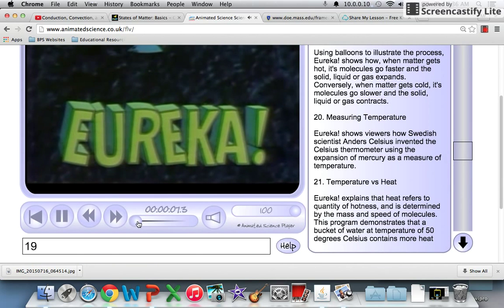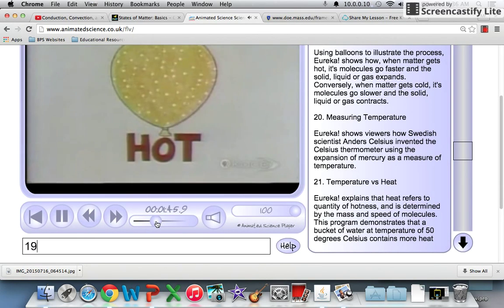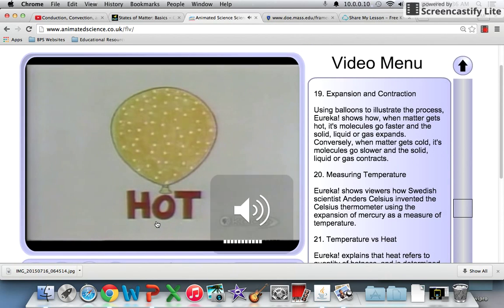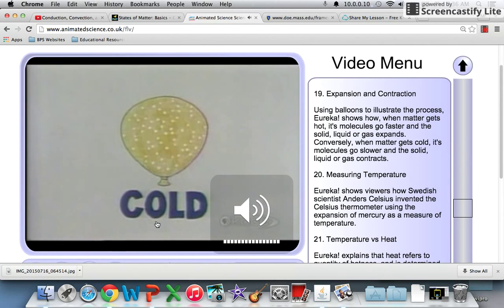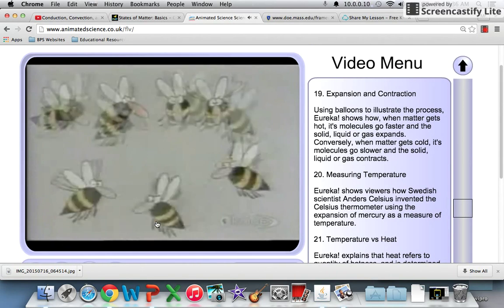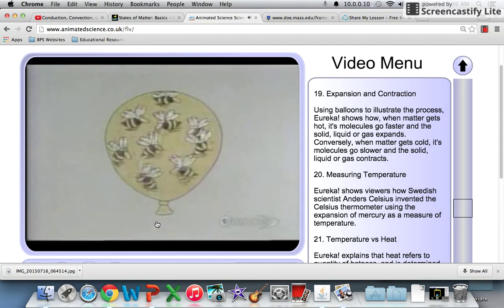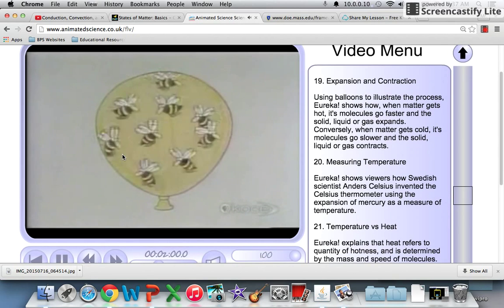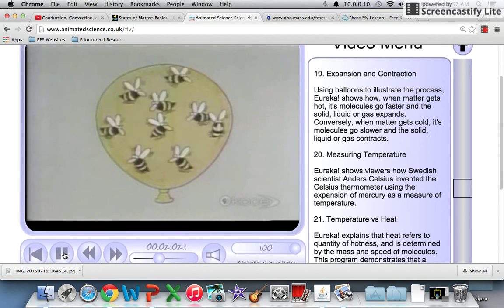Hot molecules take up more space than cold molecules. It's as if a lot of angry wasps were buzzing about inside the balloon. The hotter they become, the faster they buzz, and the further out they push the sides of the balloon.